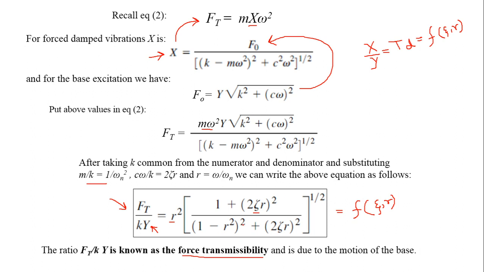So everything is the same, only this r square has been added here, and since this is F_T, in the denominator we have a force, that is k times Y. Please note that this Y is the displacement or the amplitude of the base excitation.